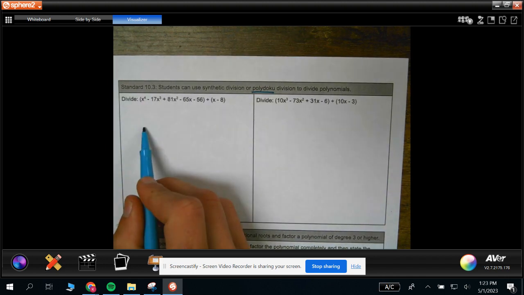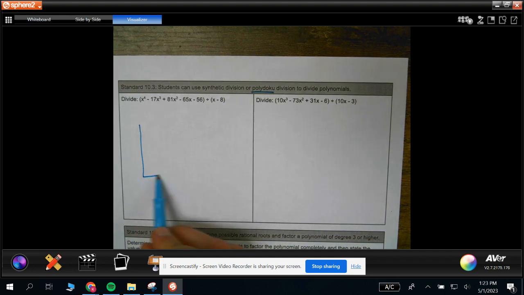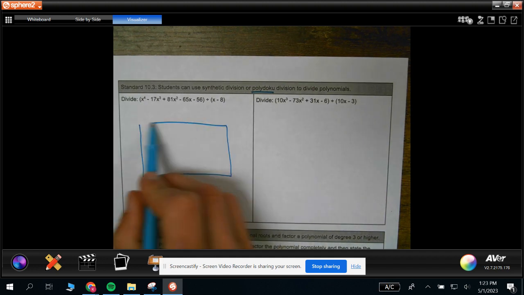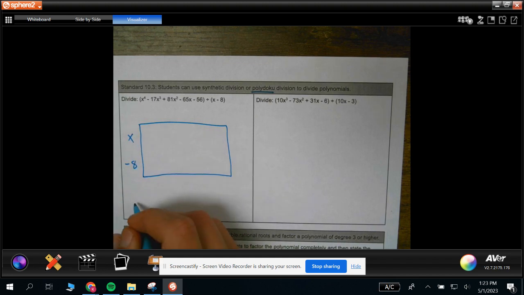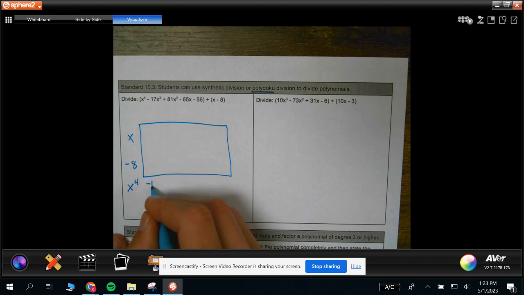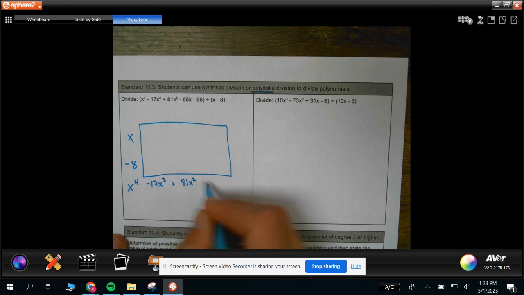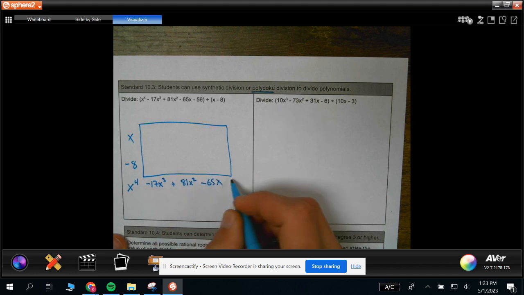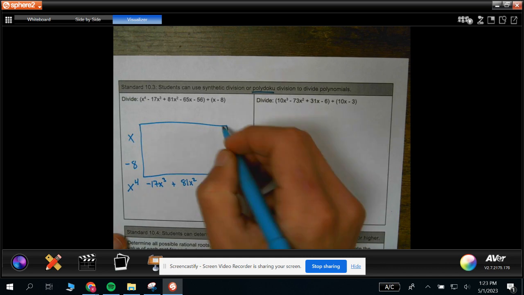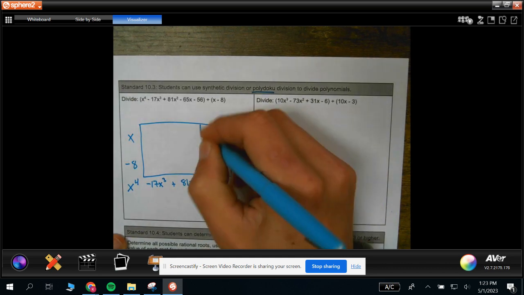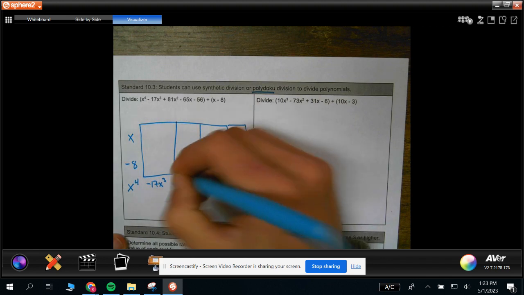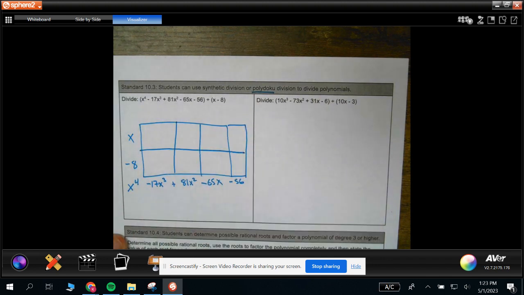So let's set up our polydoku here. I like to draw mine nice and big. Give yourself lots of room. So on this side, I've got divided by x minus 8. Now I'm going to write what I'm going to finish with down here. I'm going to finish with x to the fourth minus 17x cubed plus 81x squared minus 65x. I'm actually going to make this a little bit bigger. Give myself more room. Minus 56. So let's break this up a little bit. And go like that. Okay.